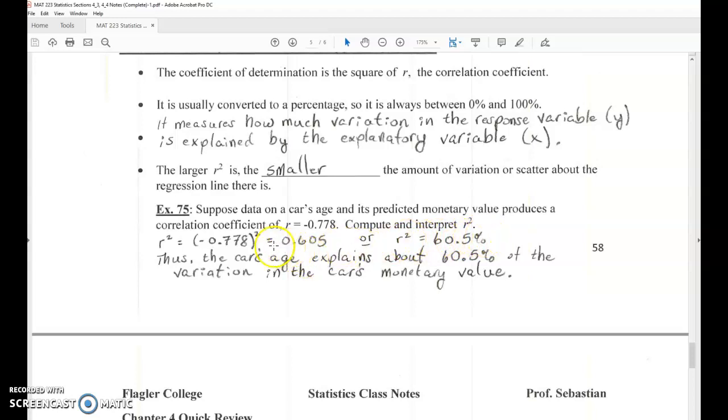So how do I interpret that? The car's age explains, so x was the car's age, about 60.5% of the variation in the car's monetary value. So the age contributes about 60.5% of the information about the differences you see in what the car is worth. Okay, but there are other things besides the car's age. How well did people take care of it? Did it sit in a garage, or was it outside all the time? Was it in an accident? There are lots of things that could affect the monetary value of the car, but indeed the car's age tells us about 60% of the different values we see in its monetary value.